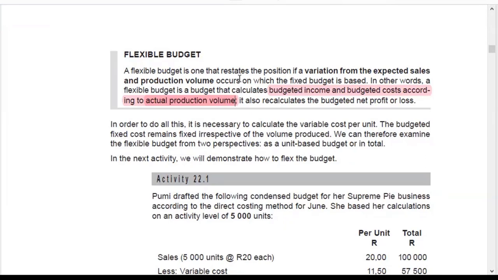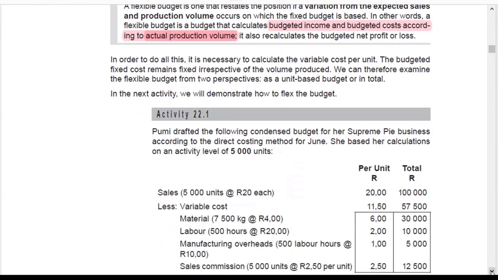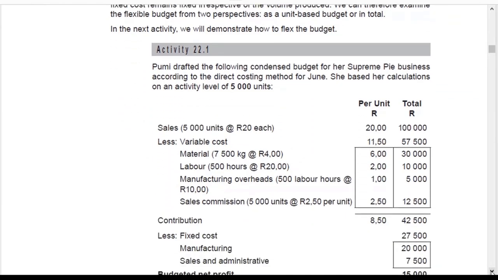As opposed to the fixed budget, which was done a year before, where we use trends and previous information in order to make that budget. Now, with a flexible budget, I'm still forecasting my income and cost, but I'm taking actual production into play. Does it make sense? Any questions on what a flexible budget is?